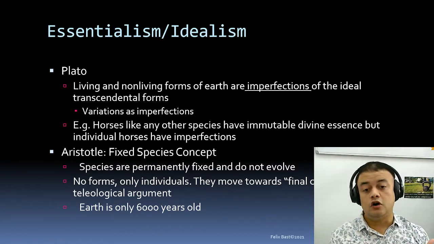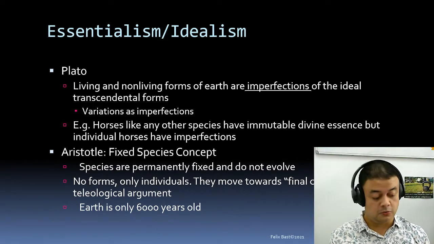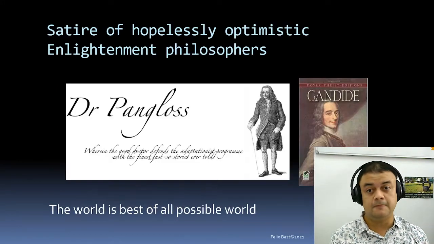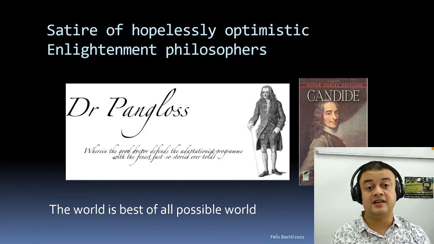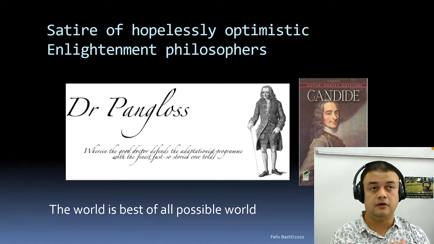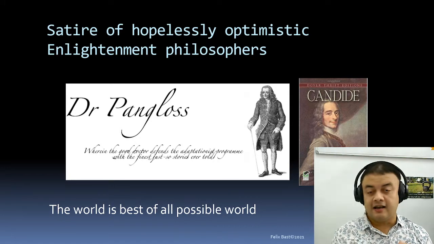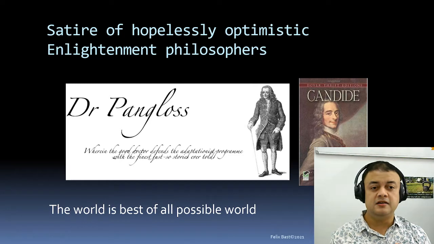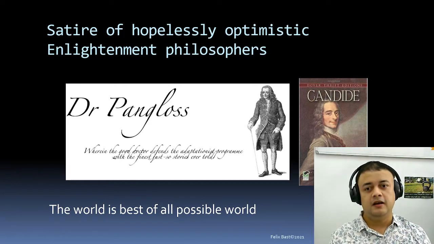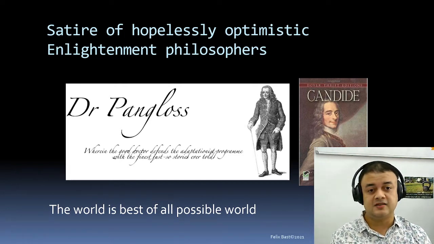So Earth is only 6,000 years old. That is what the biblical myth is all about, isn't it? So this has been criticized by Voltaire. Voltaire is a French Enlightenment philosopher, I guess of the 16th century. And he has written a very nice satire called Candide. Candide is a very small book, a novella rather. And the protagonist of Candide is Dr. Pangloss. And Pangloss is a very interesting philosopher.